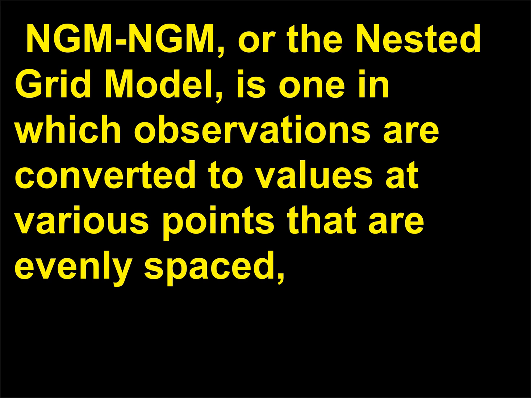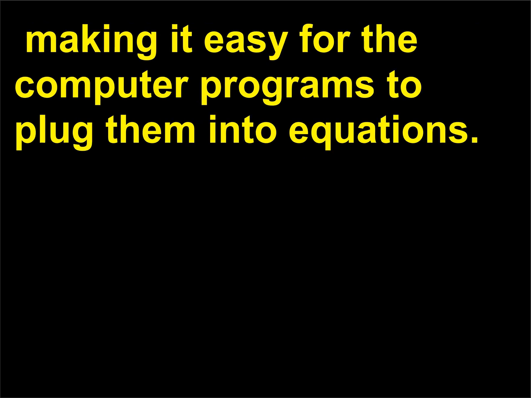NGM, or the nested grid model, is one in which observations are converted to values at various points that are evenly spaced, making it easy for the computer programs to plug them into equations. This model is now considered to be obsolete.